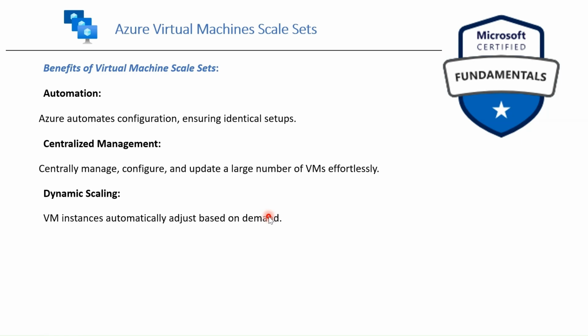And then dynamic scaling. VM instances automatically adjust based on demand. If there is a high demand, it would create extra VMs. Initially it has to start with two or three, based on the requirement. Let's say I want two VMs running at the start. As the load increases, I want more VMs to be created. That's how it dynamically scales.